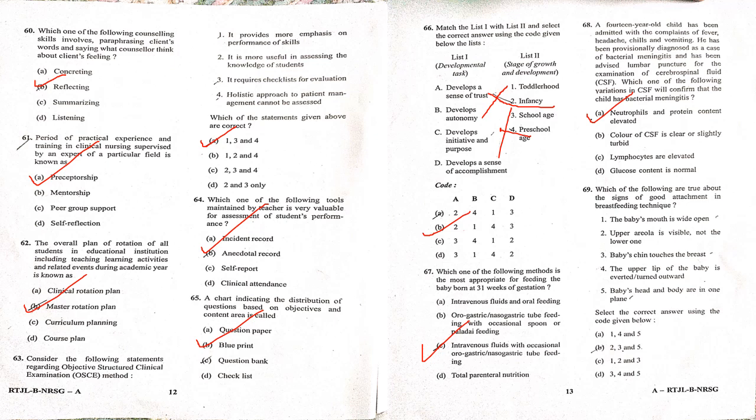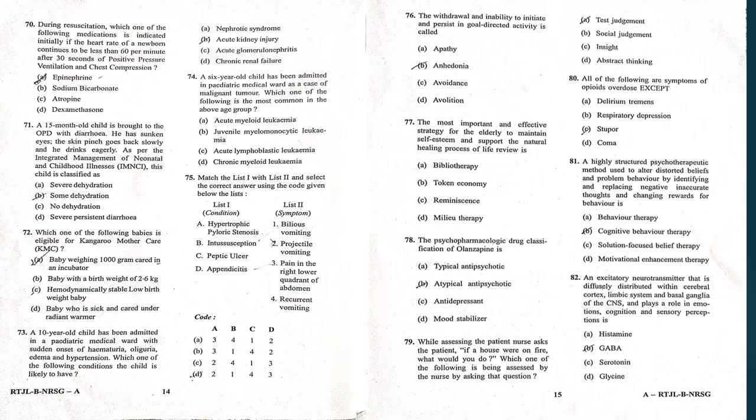Which one of the following are true about the sign of good attachment in the breastfeeding? এটাও একটু দেখো, এটা দেখো ও ওয়াইড ওপেন হওয়ার কথা, চিন টাচ করবে ব্রেস্টকে, তারপরে এটাও হবে, এই প্লেনেও থাকবে, কিন্তু এর অপশন নেই, এটাও কনফিউশন। 70. During resuscitation, which one of the following medication is indicated initially if the heart rate of a newborn continues to be less than 60 per minute after 30 seconds of PPV and chest compression? Eta option A, epinephrine.